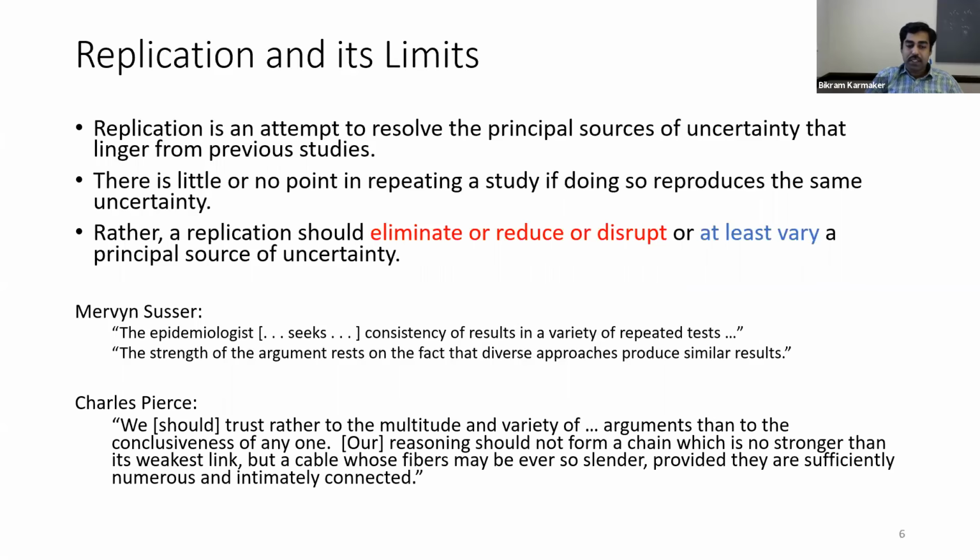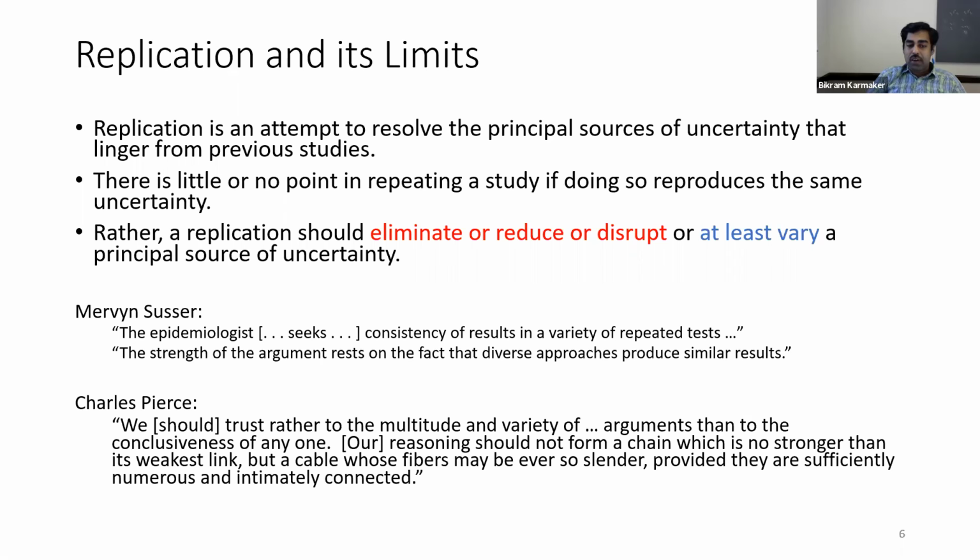Charles Sanders Peirce writes, "we should trust rather to the multitude and variety of arguments than to the conclusiveness of any one. Our reasoning should not form a chain which is no stronger than its weakest link, but a cable whose fibers may be ever so slender, provided they are sufficiently numerous and intimately connected." And you can find similar sentiment even before that in John Stuart Mill's writings.